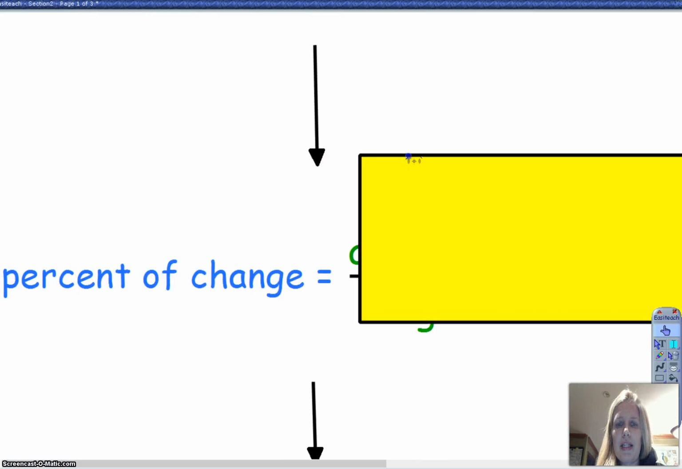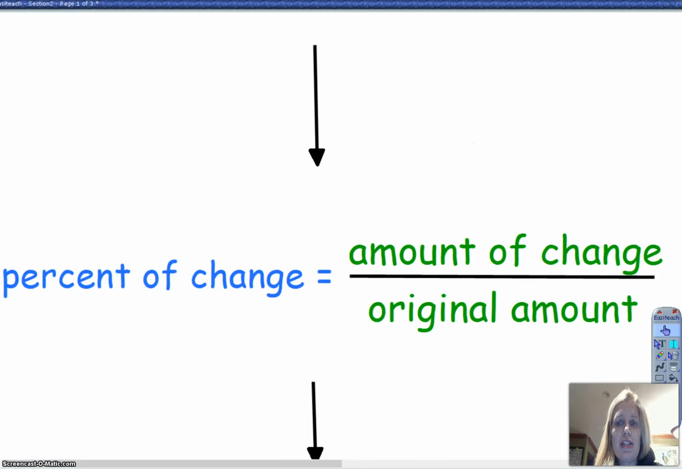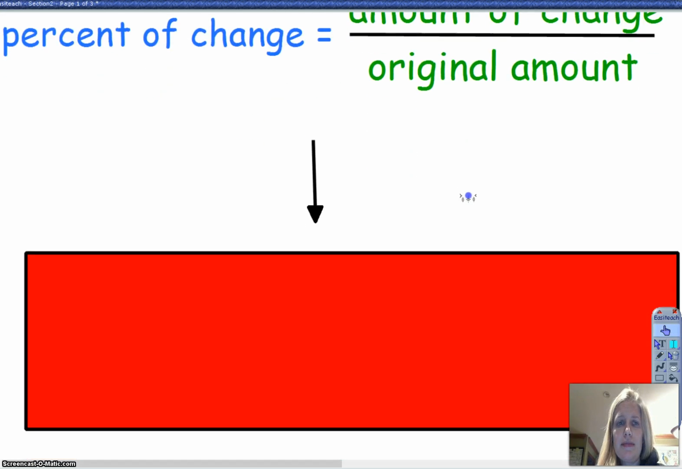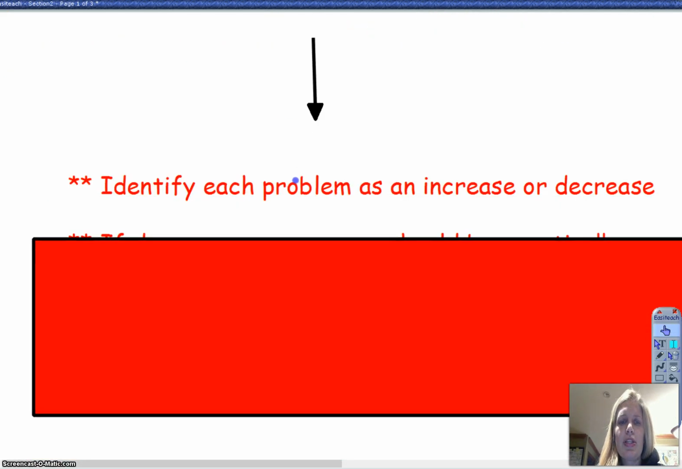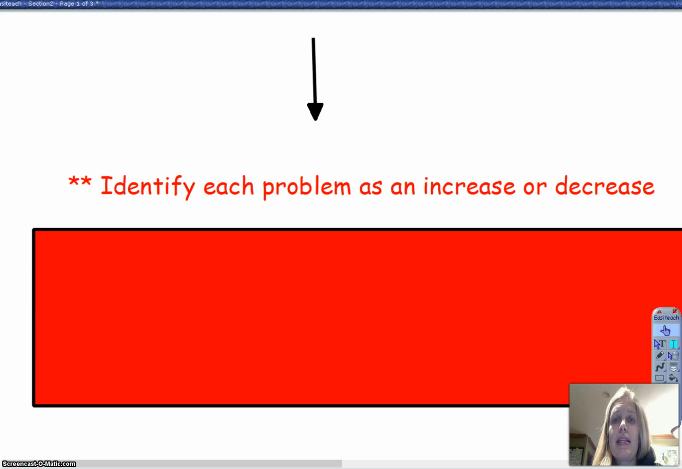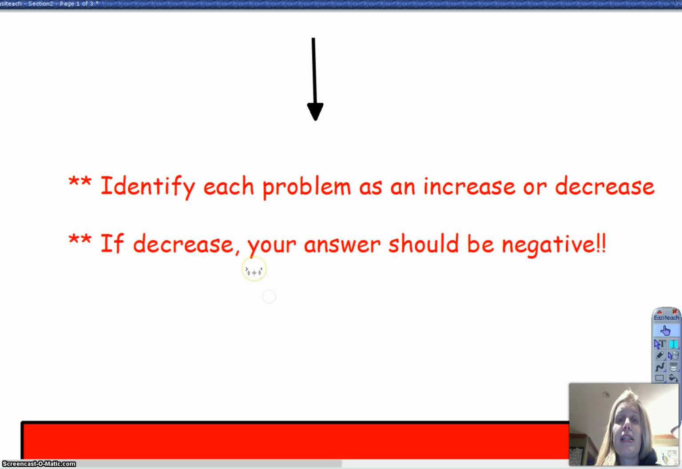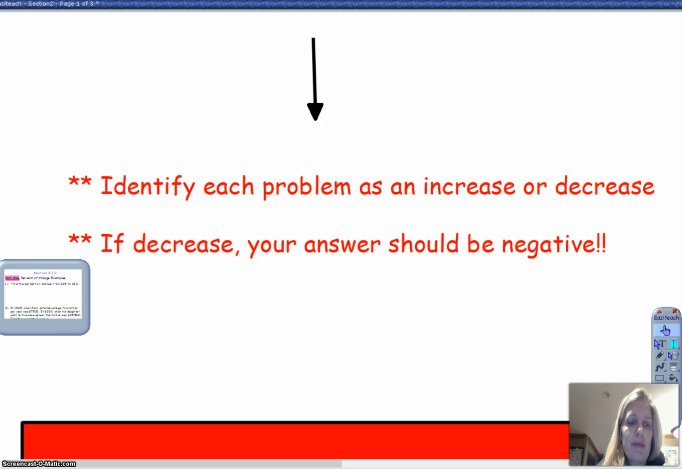This is our formula. To find the percent of increase, you're going to put the amount of change, so you're going to subtract the 2, over the original. So you can think to subtract the 2 up here. Okay, last, it's important to note that you should identify each problem as an increase or a decrease. And if it has a negative, that means that you're telling me that it's a percent of decrease. Okay, so let's look at some examples.